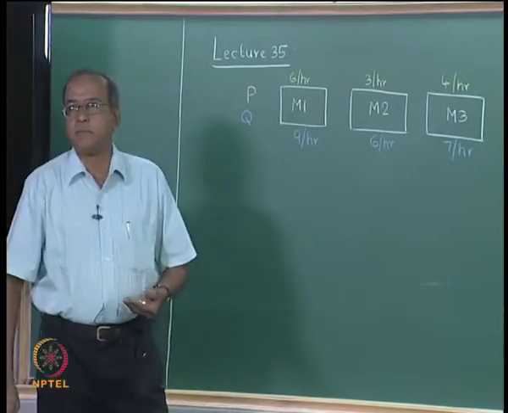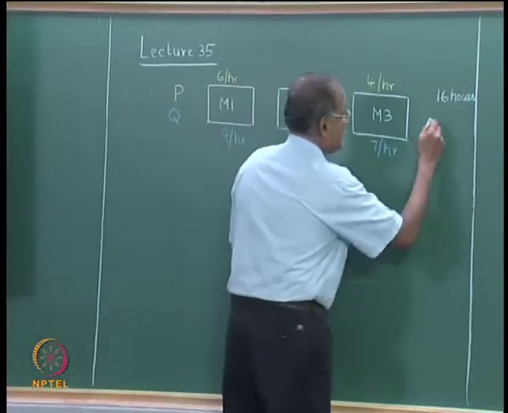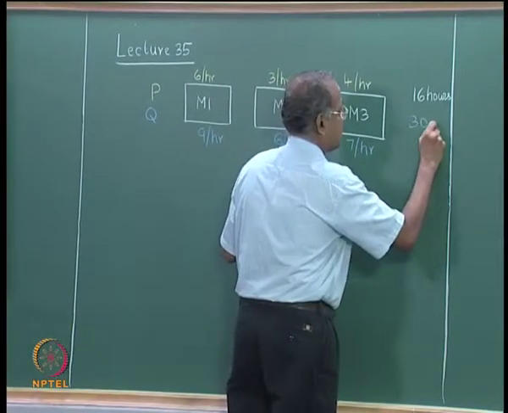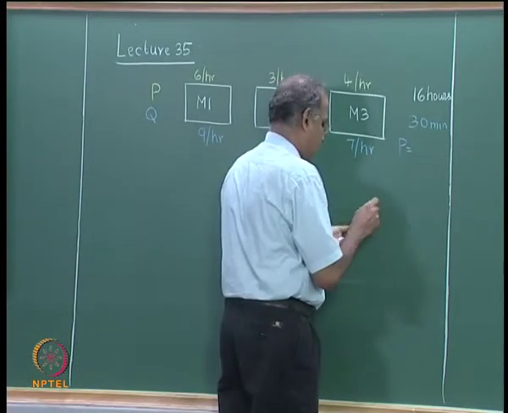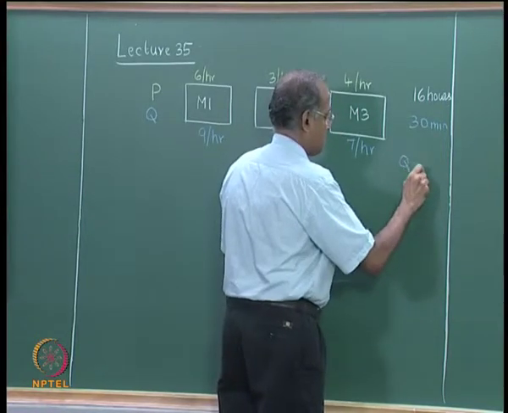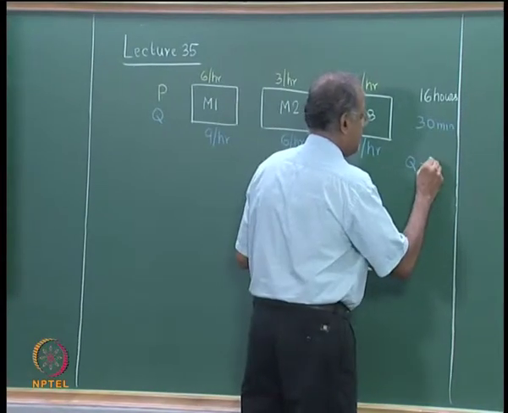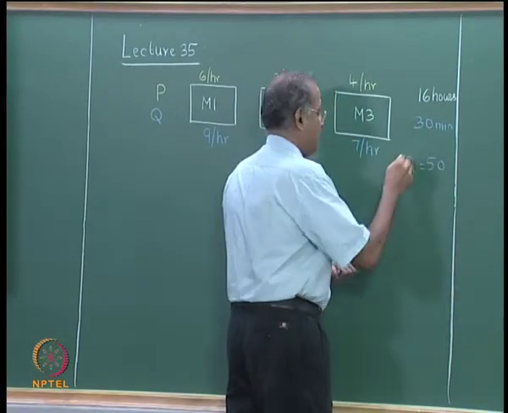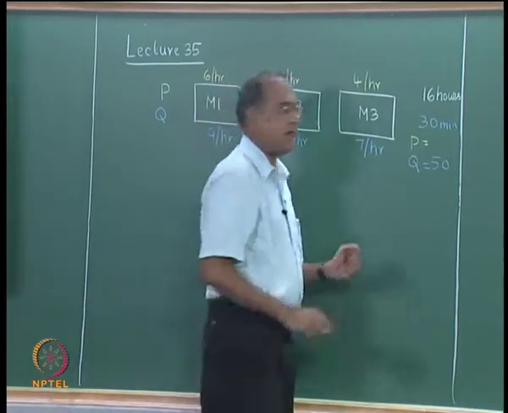Changeover time is 30 minutes from P to Q and back. And the demand for Q is 50 and for P the demand is 20.